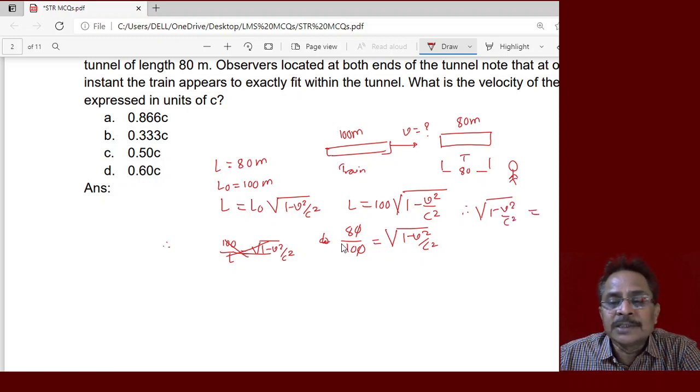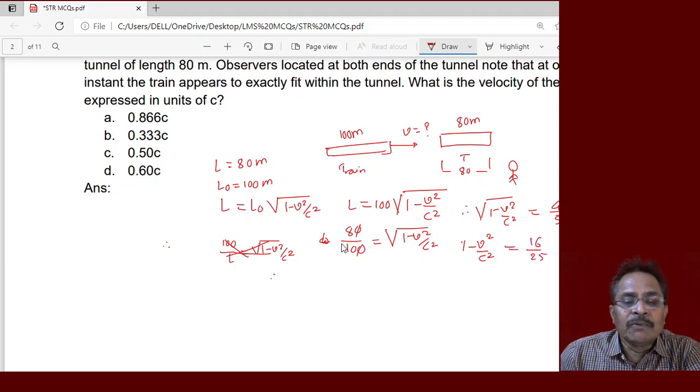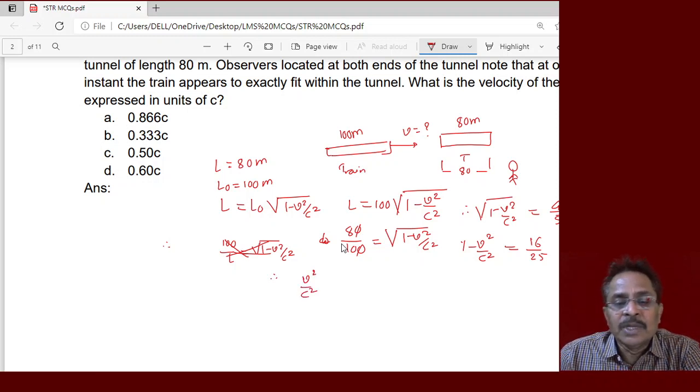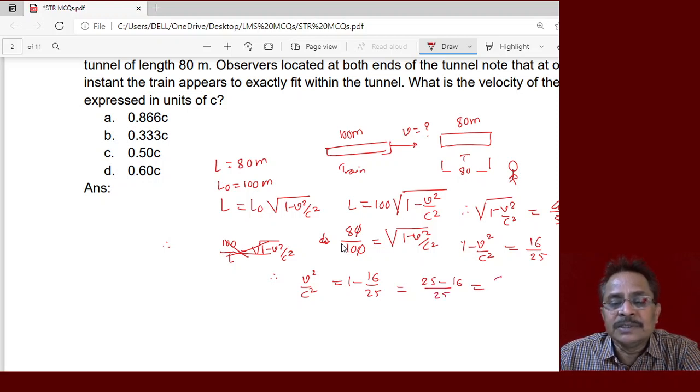That can be written as 4 upon 5, or I can write this as 1 minus V square upon C square, and take the square of this. So it will become 16 upon 25. Therefore, V square upon C square is 1 minus 16 upon 25. So this is 25 minus 16 upon 25. So that is simply, the difference of 25 and 16 is 9.